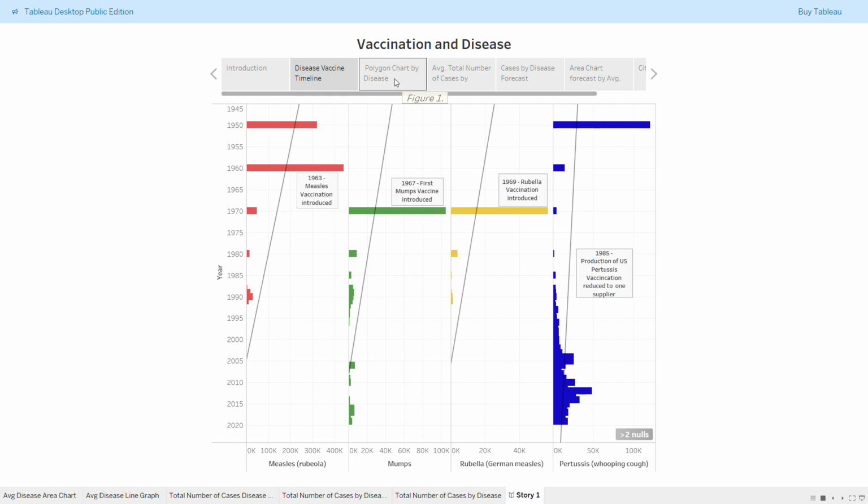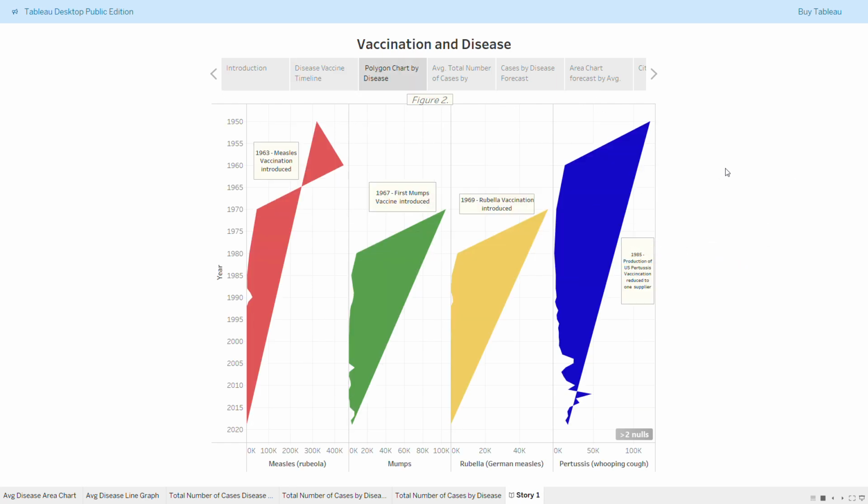The next chart, figure 2, is a simple polygon chart looking, again, at the same thing, disease over time by decade, total number of cases per decade, looking at the decline over time. And so we can see, again, a large, rapid decline in the number of cases when the vaccines were introduced.